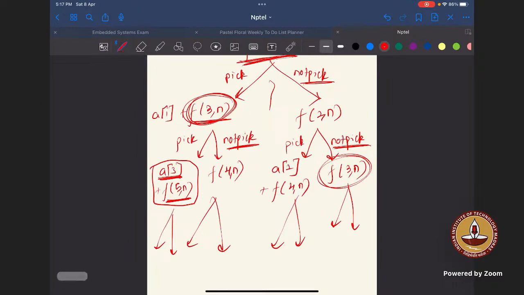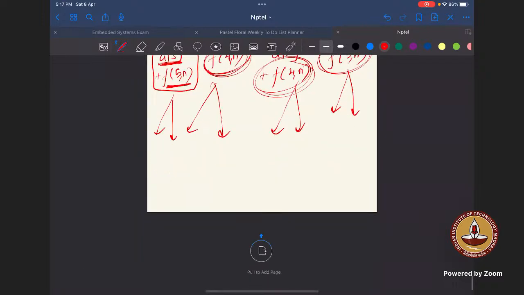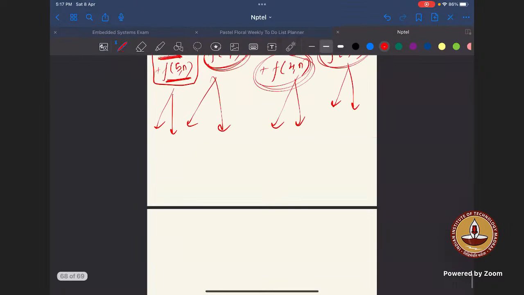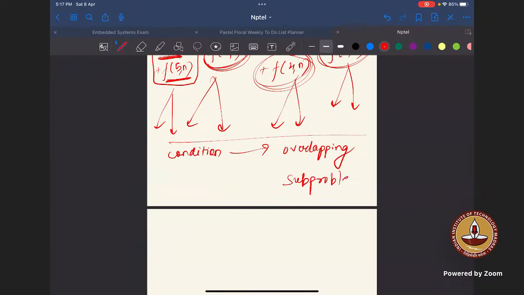Let's see one more example. We are calculating f of 4, n here. We are again calculating f of 4, n. Why are we doing this computation multiple times? This is just inefficient, right? So this condition is called overlapping subproblems, right? This is a very important term when you are trying to come up with a dynamic programming solution.